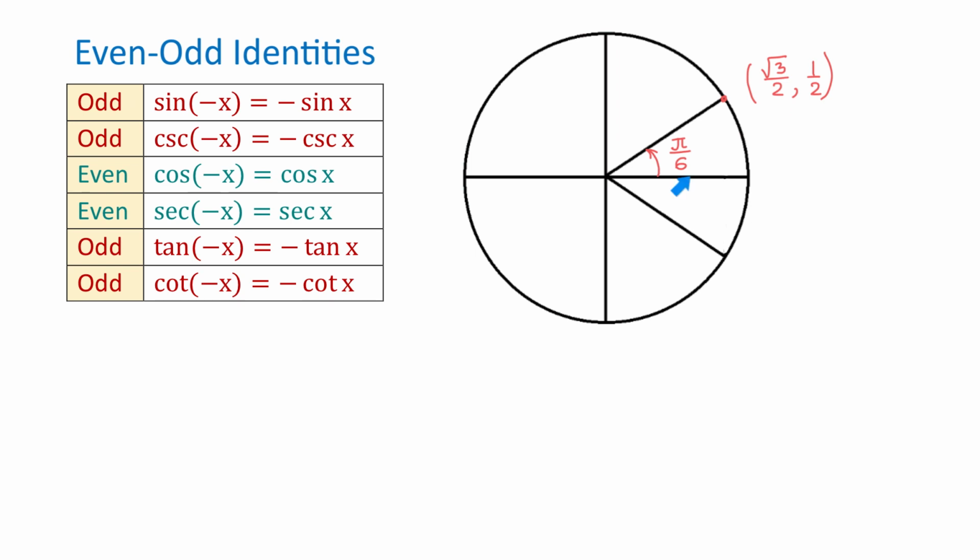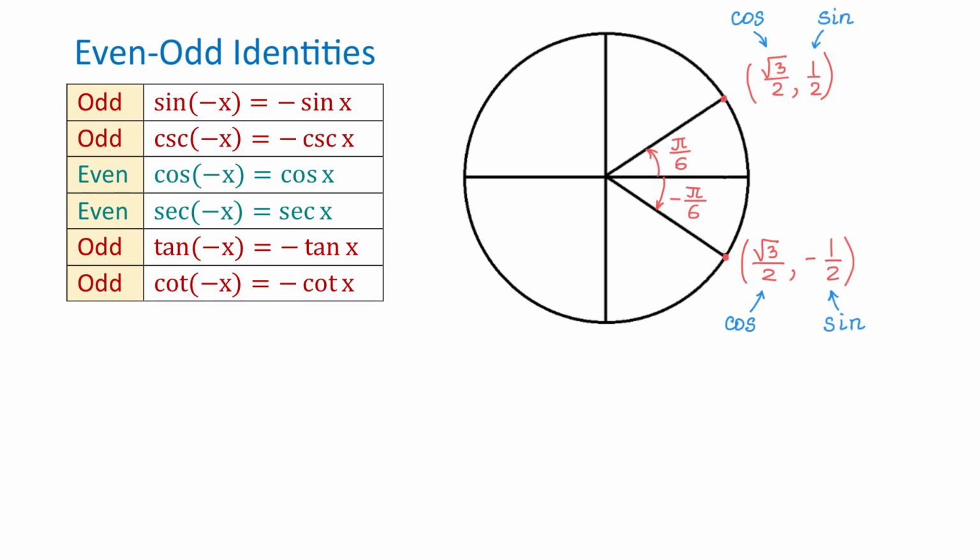But now, if from the positive x-axis we move into a clockwise direction, we will form a negative angle. So this angle will be negative pi over 6. Then the corresponding point will have the coordinates square root of 3 over 2 and negative 1/2. So for this point, the first coordinate is positive, but the second is negative. Now on the unit circle, the first coordinate of each point represents the value of cosine, and the second coordinate represents the value of sine.